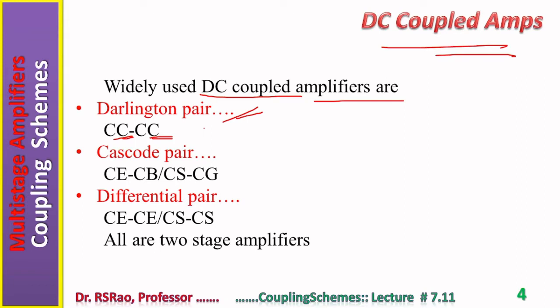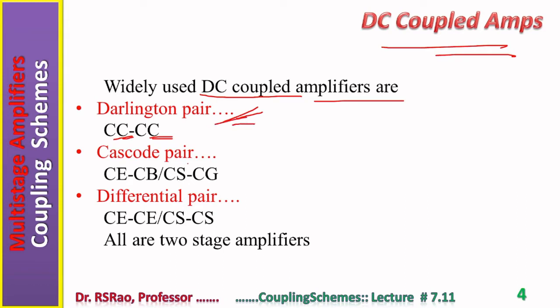It doesn't have any FET version. The reason is single FET stages are capable of giving as much input impedance as required. So there is no need to go for two-stage FET amplifiers to achieve high input impedance. For this reason, you don't find a FET version of the Darlington pair.